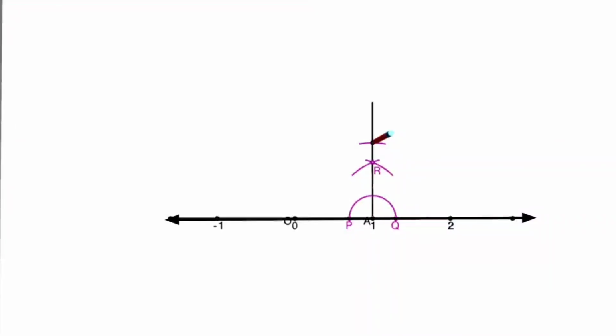Now I will join OB. So on joining OB, I get a right angle triangle. And as I had explained it to you, this OB length will be equal to how much? Root 2 units. So with O as center and radius equal to OB, if I will make an arc, wherever this arc will intersect the number line, that point will be equal to root 2. So let us do that. Now, wherever this arc is intersecting this number line, I mark that point as point C. Then OC will be equal to root 2 units and C will represent root 2 on the number line.